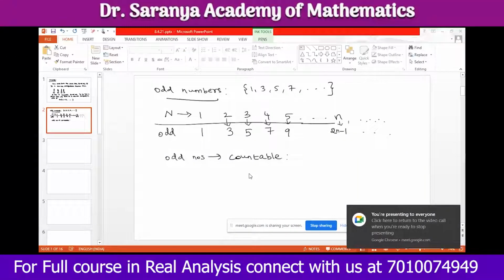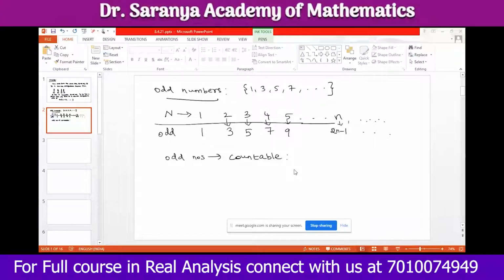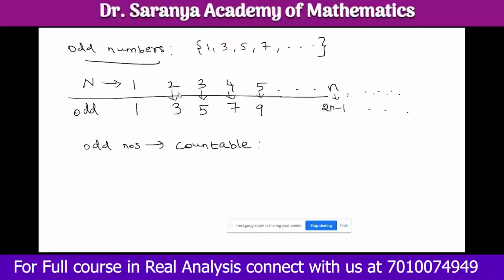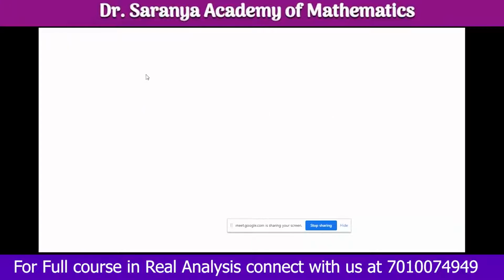One-to-one correspondence means one-one and onto. Here, the map is unique for each element, and then every element is also mapped, right? The map is unique, right? 1 maps to 1, 2 maps to 3.